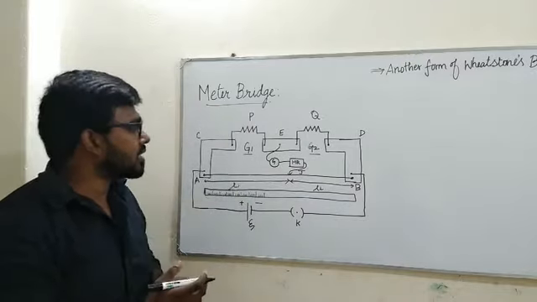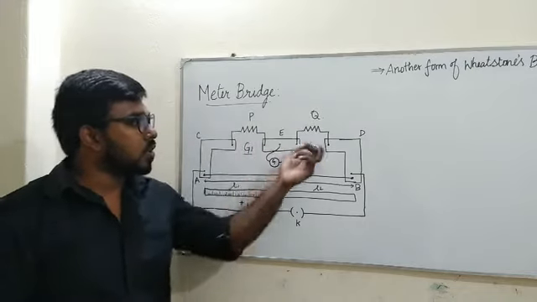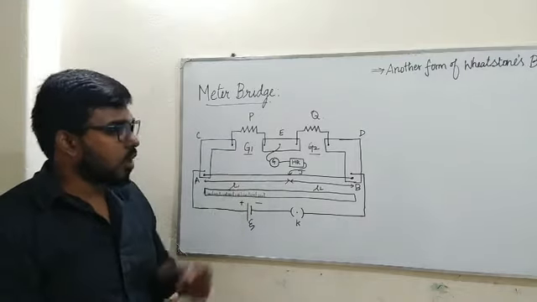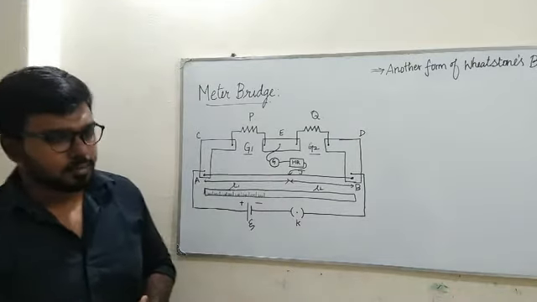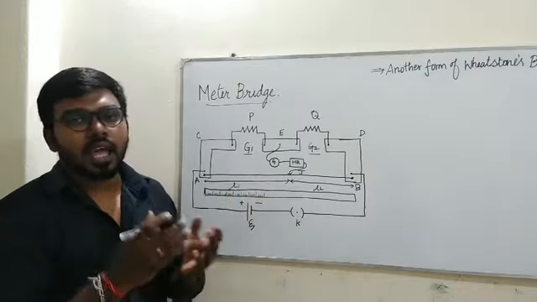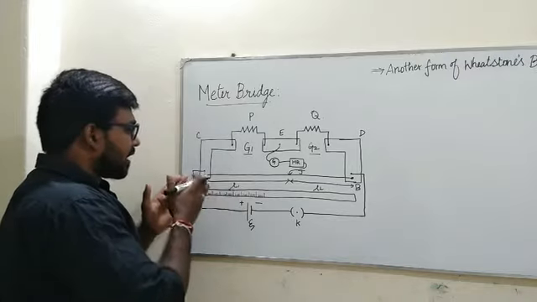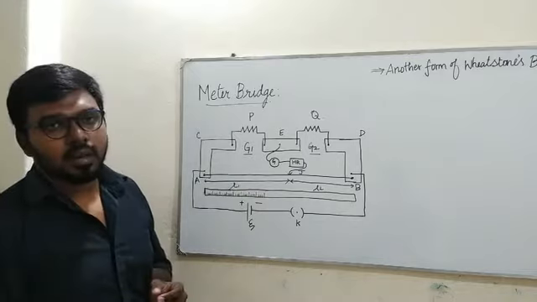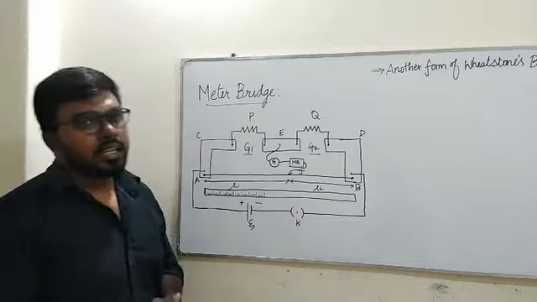An unknown resistance P is connected at G1. A known resistance Q is connected at G2. The copper strip E is connected to the jockey through a galvanometer and high resistance. The jockey is positioned on the wire such that the galvanometer shows null deflection. The length AJ is noted and considered as L1. The length JB is noted and considered to be L2.